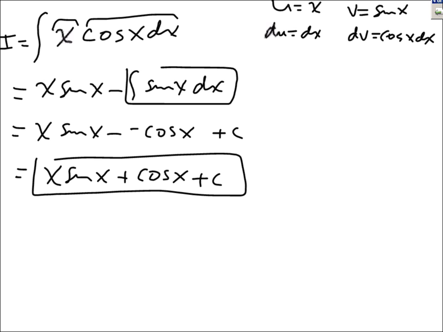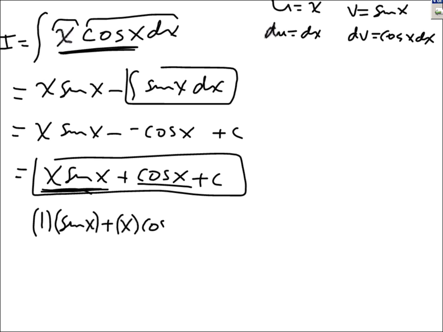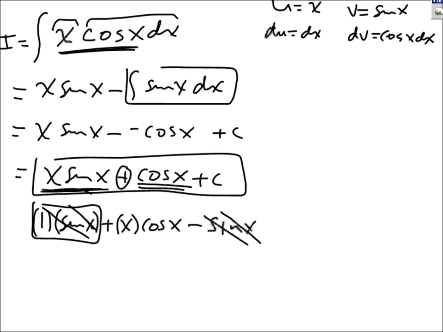Let's check it. Let's take the derivative and see if we get x cosine x. It's the derivative of this plus the derivative of that. The first term is a product, so we use the product rule. It's the derivative of x times sine x plus x times the derivative of sine x, which is cosine x, plus the derivative of cosine x, which is minus sine x. That sine x, and when you take away sine x, you get nothing, and you get x cosine x.